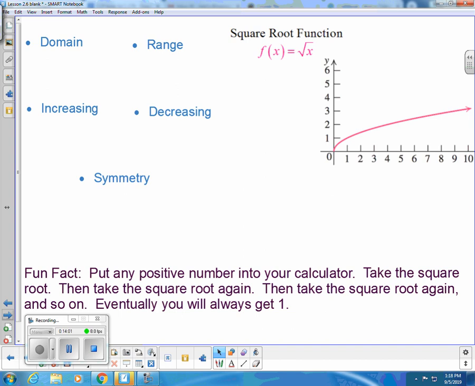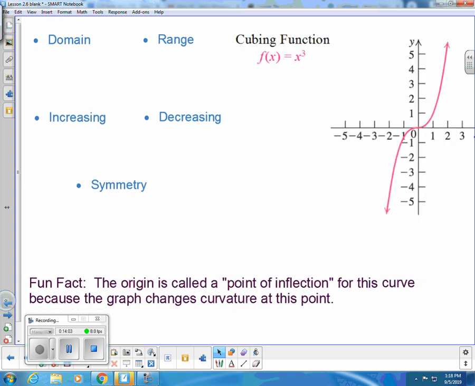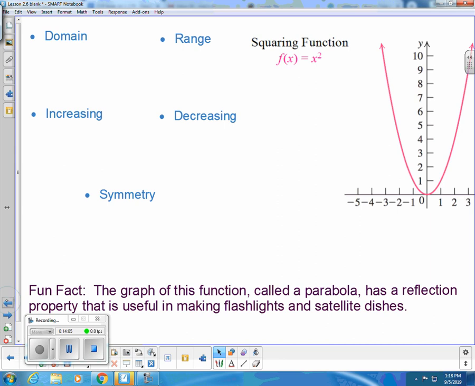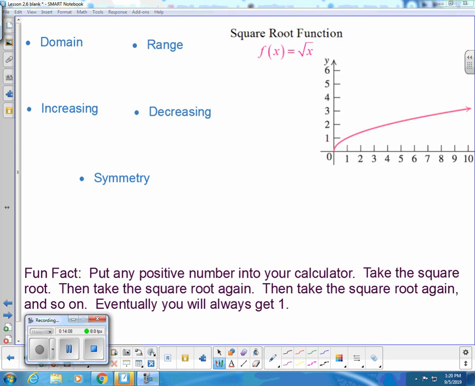Square root function. Now, I'm going to go back real quick. I'm going to pause this for a second. So, that's the square root function. Okay, what is the domain? What's restricting? What's not allowed under a radical? Negatives. So we have a restriction on our domain. It starts at 0 and goes to infinity. It includes 0. You can take the square root of 0.